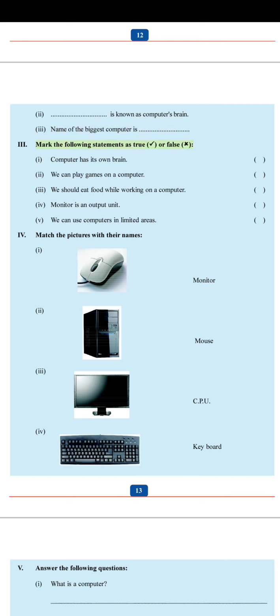3. Mark the following statements as true or false. Computer has its own brain. We can play games on a computer. We should eat food while working on a computer. Monitor is an output unit. We can use computers in limited areas.